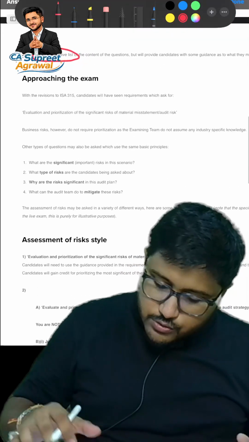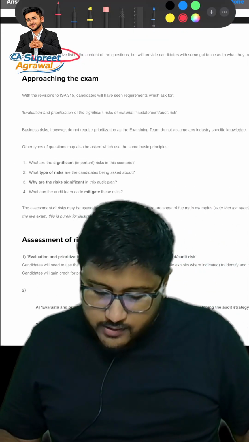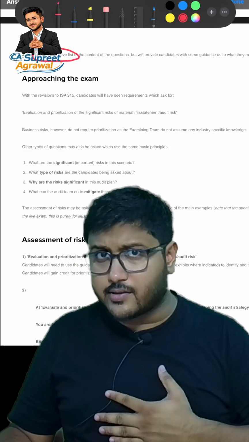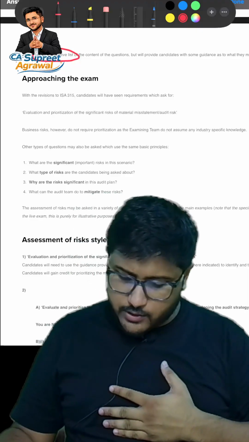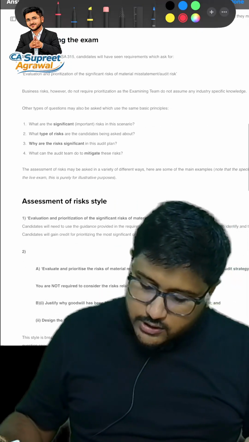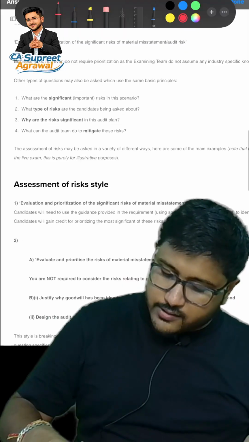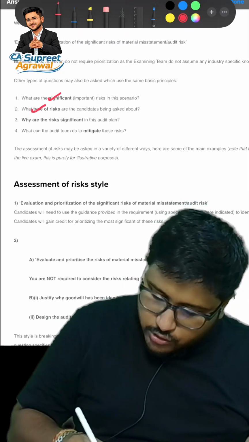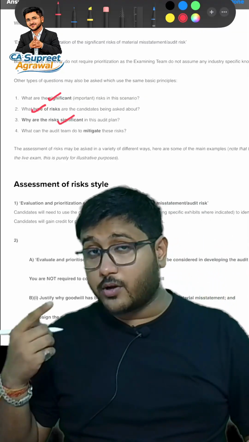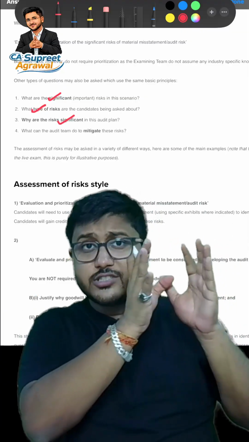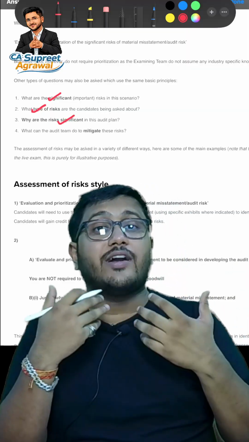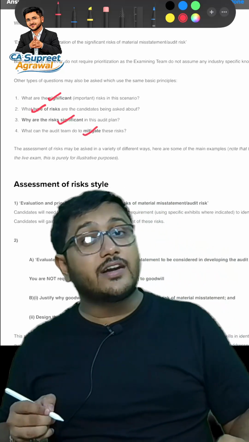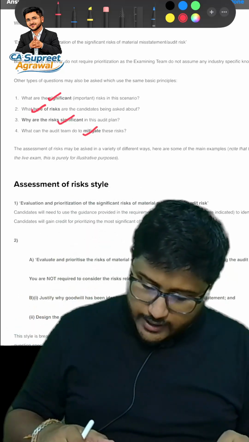With the revisions to ISO 315, candidates will have seen requirements related to evaluation and prioritization. We have already discussed how you need to prioritize the risk. Just in case you face any trouble, do let me know in the comment section. Now, other types of questions may also be asked, which may use the same basic principle, like the significant risk, identification of types of risk, or evaluation of it, why the risks are considered significant, because we have already discussed that you do not just need to write what, but also need to write why and provide the justification for it, right? And what can the audit team do to mitigate these risks, that is the auditor's responses, that could also be asked.